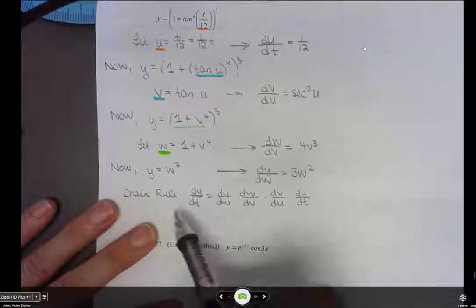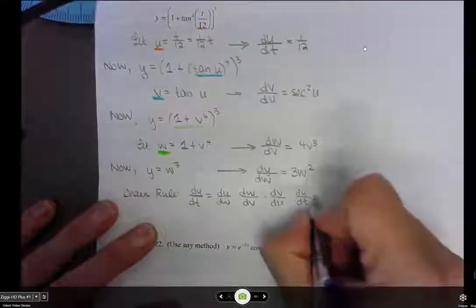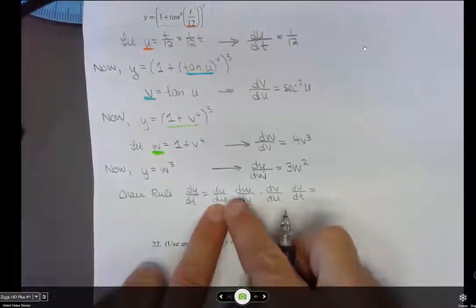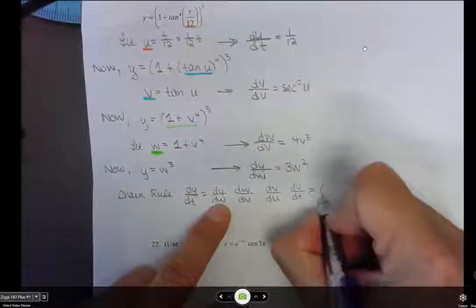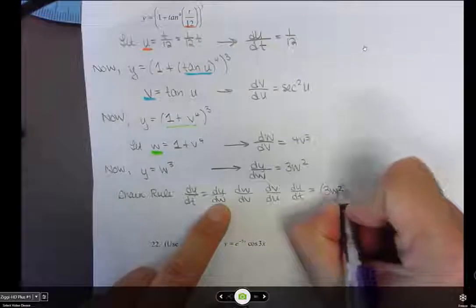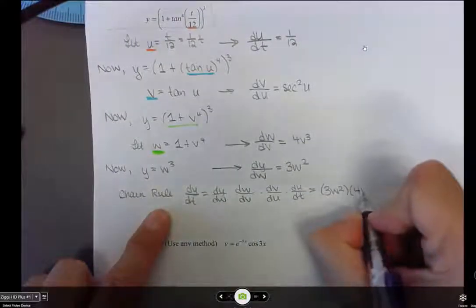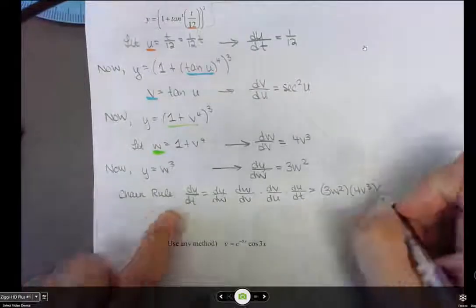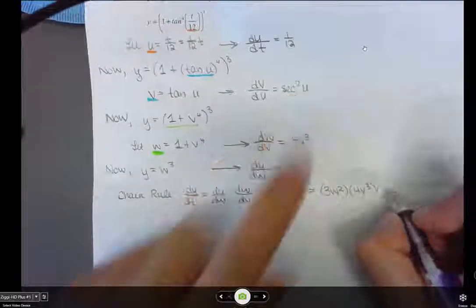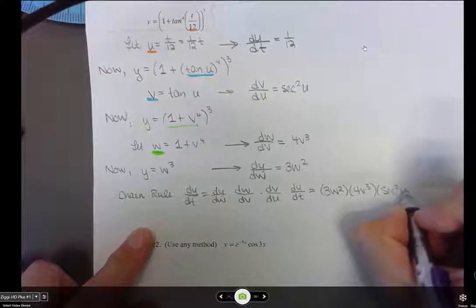Now let's substitute those functions in. So dy dw is 3w squared. dw dv is 4v cubed. dv du is secant squared v. And du dt is 1/12.